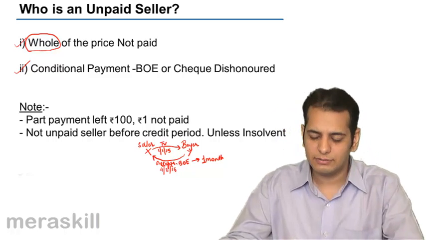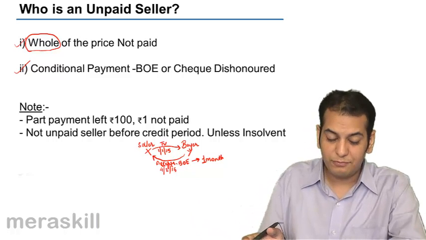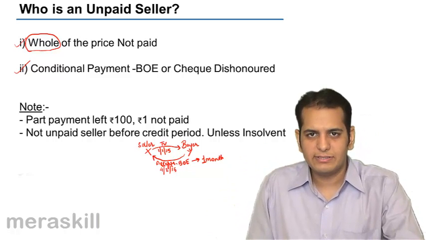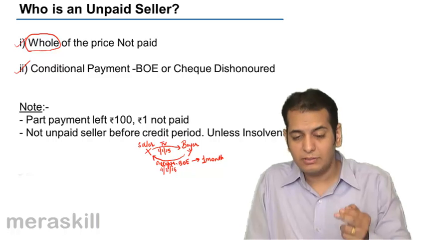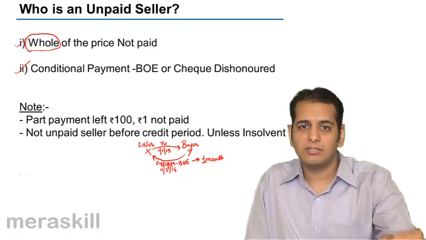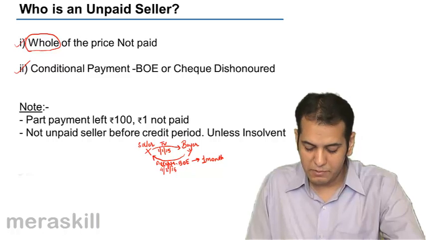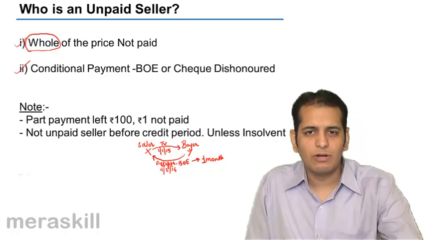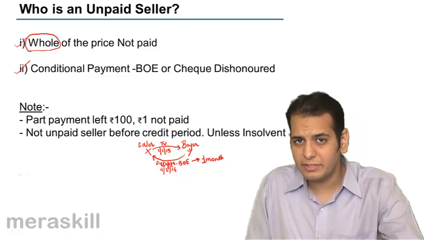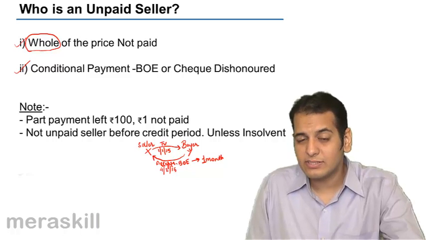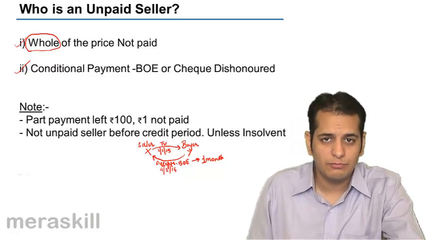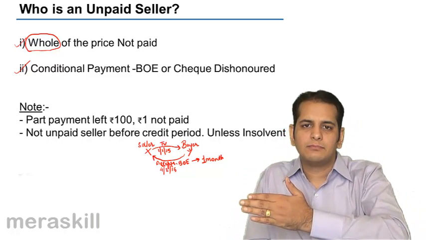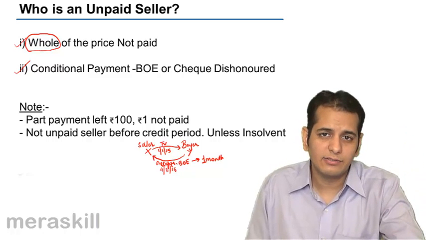I'll add one more thing to this. Let's say on 15th Jan, Y becomes insolvent. Now please remember that X has given Y 1 month's credit, and his payment is due on 4th Feb. But on 15th Jan, Y becomes insolvent. Now, can we say that X has become an unpaid seller on 15th Jan, or will we have to wait for 4th Feb to come so as to declare X an unpaid seller?